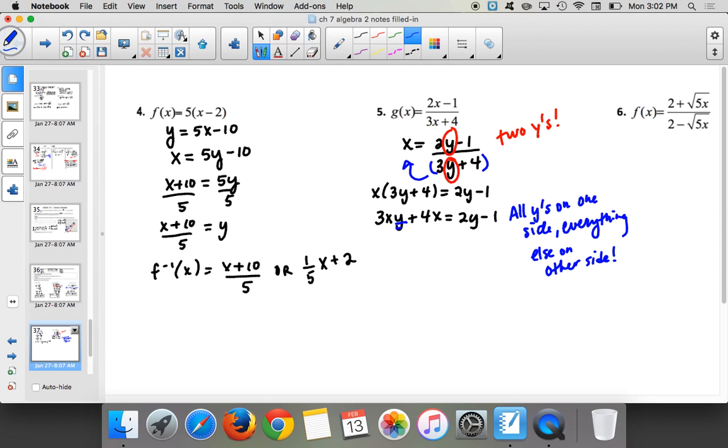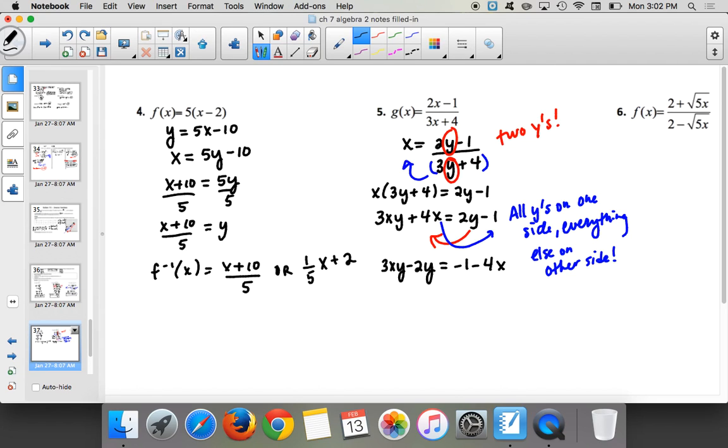All right, so this had a y and this had a y, so we're going to get all of those on one side. I'm going to subtract the 2y over here. So I have 3xy minus 2y. And then I'm going to subtract my 4x over there. So I'm going to get minus 1 minus 4x. Okay, and we do this for a reason. Now we have all of our y's on one side.